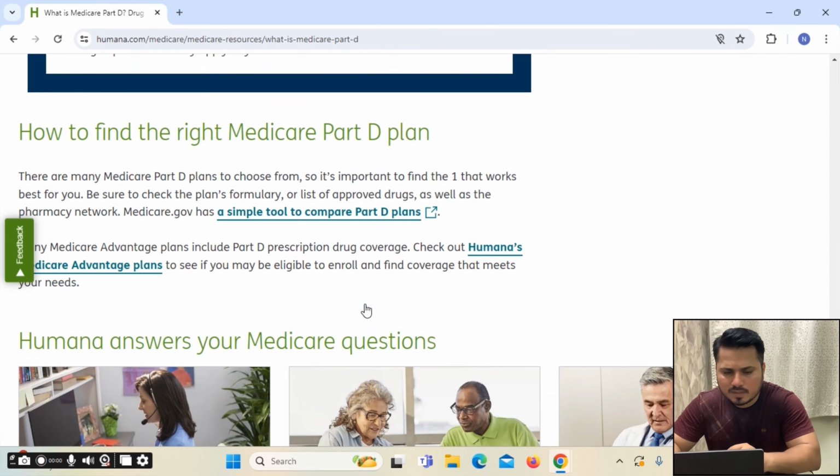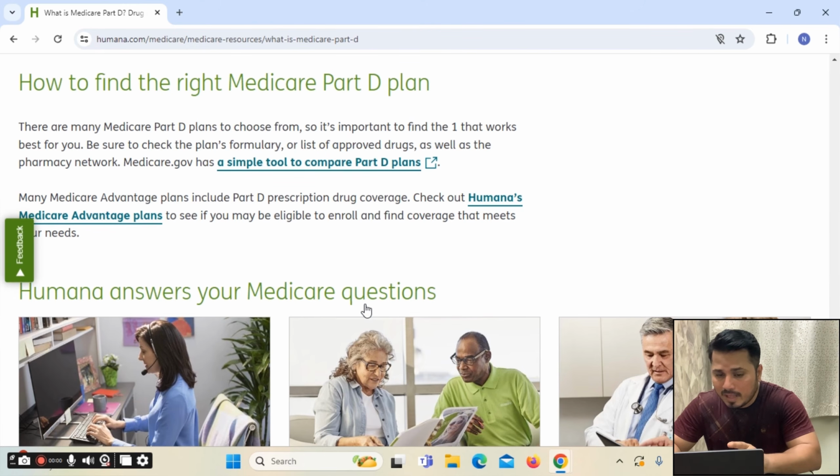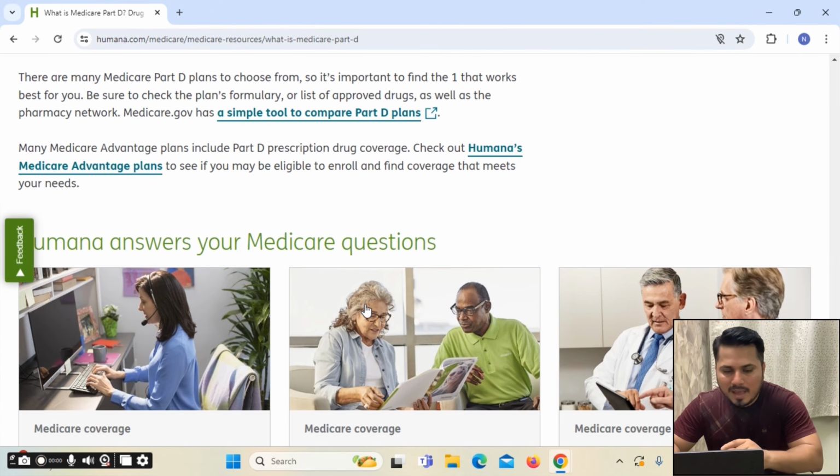How to find the right Medicare Part D plan? There are many Medicare Part D plans to choose from, so it is important to find the one that works best for you. Be sure to check the plan formulary, or list of approved drugs, as well as the pharmacy network. Medicare.gov has a simple tool to compare Part D plans. Many Medicare Advantage plans include Part D prescription drug coverage. Check out Humana Medicare Advantage plans to see if you may be eligible to enroll and find coverage that meets your needs, guys.